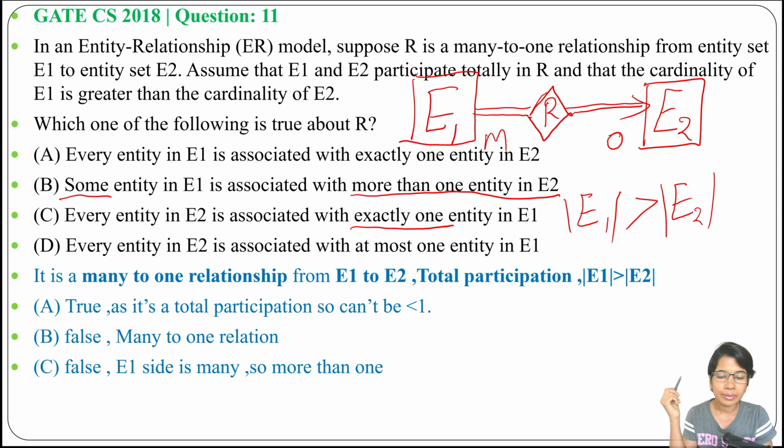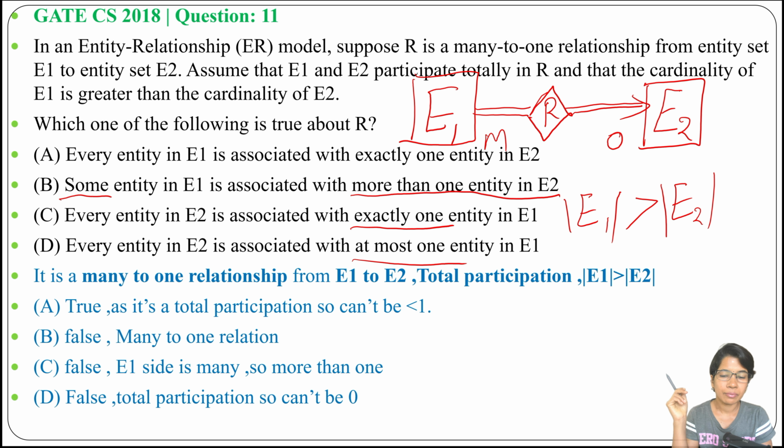Next option D, every entity in E2 is associated with at most one entity in E1. At most means maximum, means it can be 0 or 1, but it's a total participation and every entity is participating in the relationship, right? So at most one is false. There can be exactly one, not at most one. At most one means there can be 0 or 1, right? Hence, this is false.